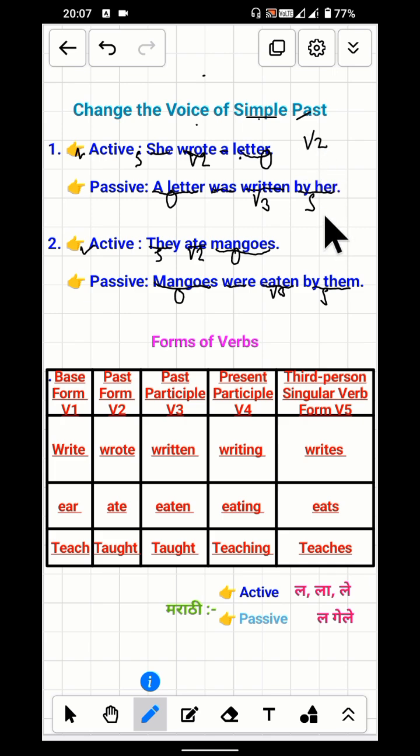So here you can see in active voice, simple past tense, we use the second form of verb, and in passive voice we use was or were, and after that we use the third form of verb. So that's how we can identify. Here you can see wrote is the second form in active voice. Ate is also second form. But in passive voice you can see the third form is used. So that's how we can change this from active to passive.